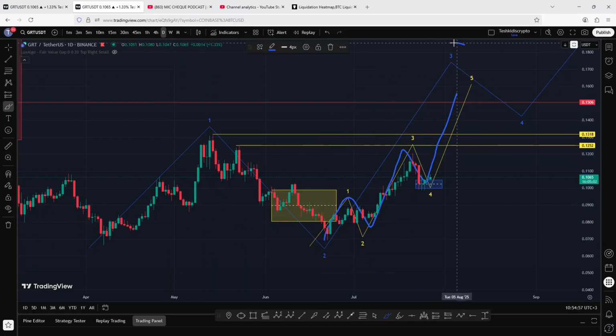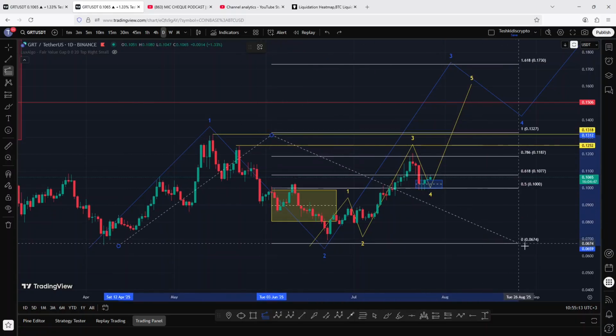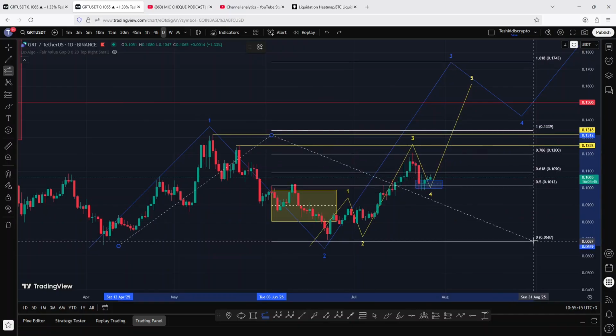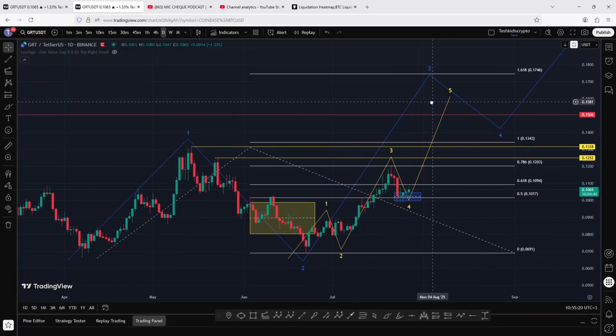impulsive bounce in the formation of this blue edge wave structure in the formation of that wave 3, whose minimum target areas can be given by connecting the fib extension from the low of the first wave to the high of that first wave, then connecting the Fibonacci's to the low of that second wave. And on so doing, the area that you need to pay attention to in the formation of this wave 3 lies on the fib level 1.618, and that lies above the 0.1746 as our next target area.